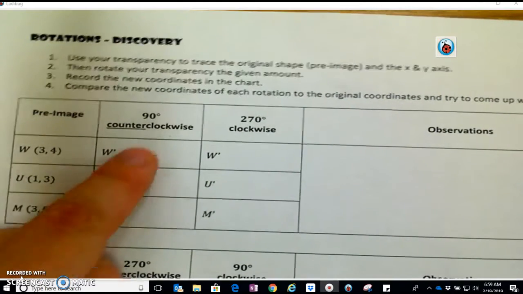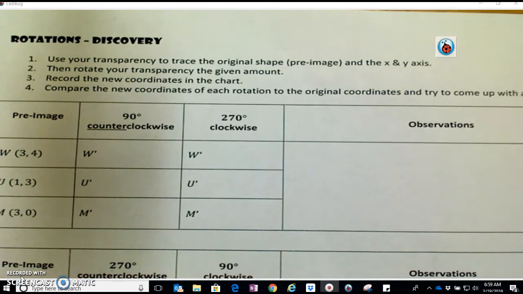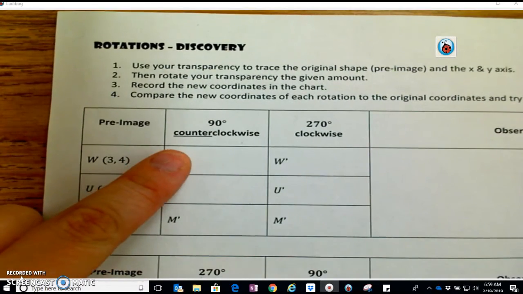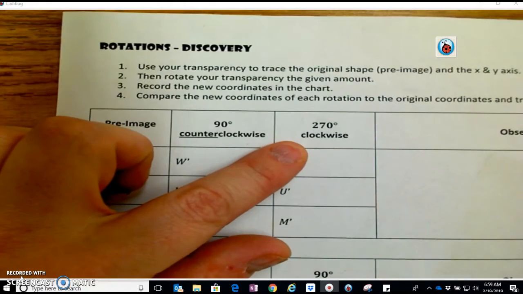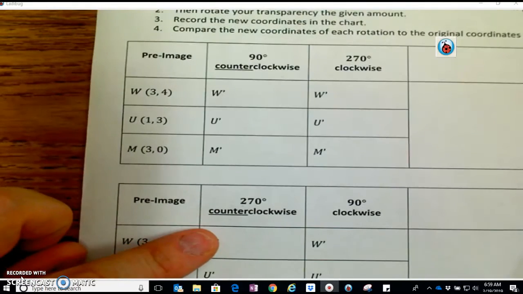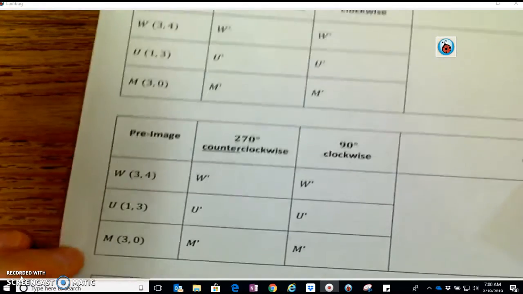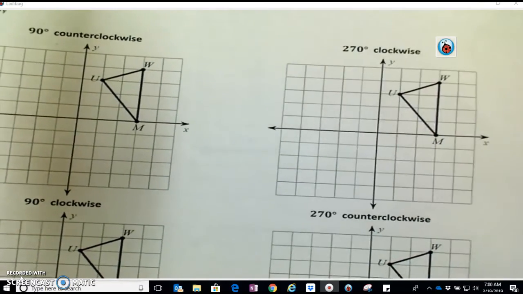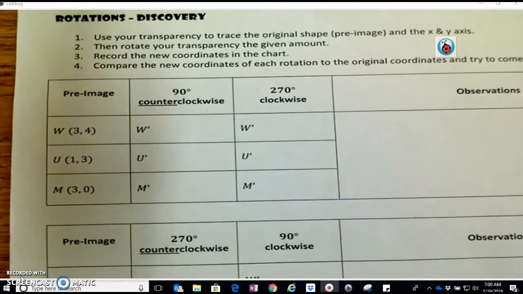The main part is that once we have these coordinates, I want you to write down some observations. I'm going to do 90 counterclockwise, then 270 counterclockwise, and then 180 counterclockwise. After that, I will show you the new images and you can record the points and make your observations to see if you can come up with a rule. All right, so that's the game plan.